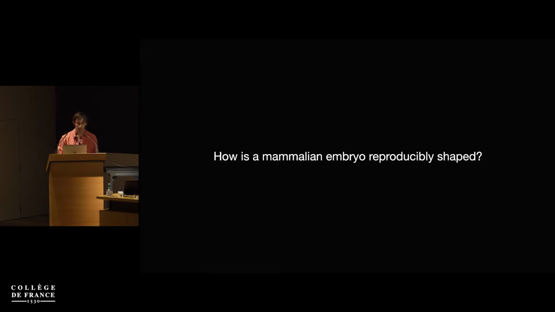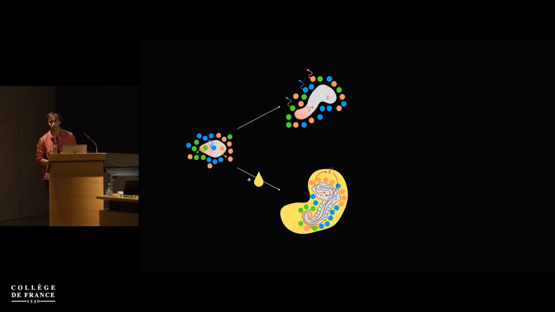And this brings me back to the original question that I posed: how is a mammalian embryo reproducibly shaped? And as I said, I think the next decade is going to be a very exciting decade for this field, because I think that we are really starting to learn a lot from these structures instead of just creating them. And in my opinion, there are three main ways that we are using the system to actually learn from it.